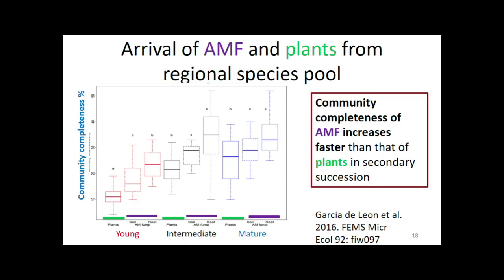And what to take from this little bit complex slide is community completeness of AMF, which are these purple ones, in young, intermediate, and mature successional stage of the vegetation. And the plants are green. So community completeness, the higher it is, the more of the locally, regionally available species pool have arrived to these communities. And look at the young stage. So AMF community completeness is higher than that of plants. At the intermediate, AMF community completeness is higher than that of plants. At the mature stages, they are the same. So in a way, in the secondary succession, AMF actually arrive more efficiently than plants from the regional pool.